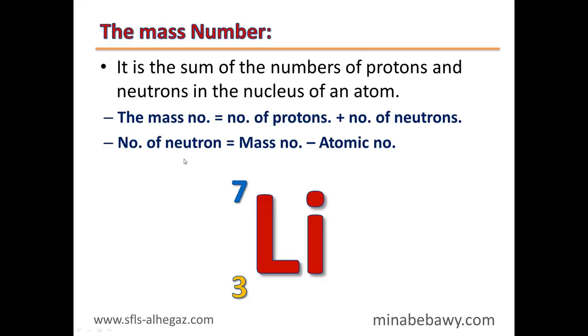And the number of neutrons only equals mass number minus atomic number. So lithium contains 4 neutrons and 3 protons. 3 protons plus 4 neutrons equals 7, which is equal to the mass number.